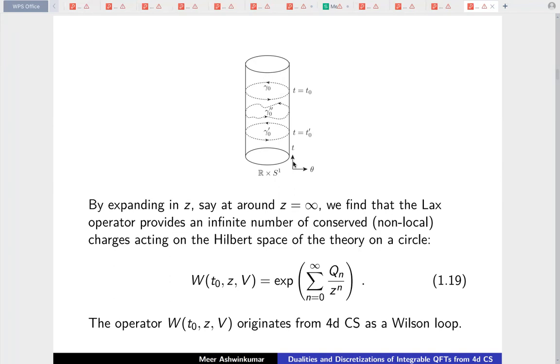And the crucial point is that this Lax operator provides an infinite number of conserved non-local charges for this integrable field theory. And using the Poisson bracket structure of this integrable field theory, we can actually show that these conserved charges are in involution, which means they are Poisson commuting. And this guarantees the integrability of the field theory in question. And of course, what is beautiful in the 4D Chern-Simons construction is that this monodromy matrix, as I mentioned, is just a Wilson loop.